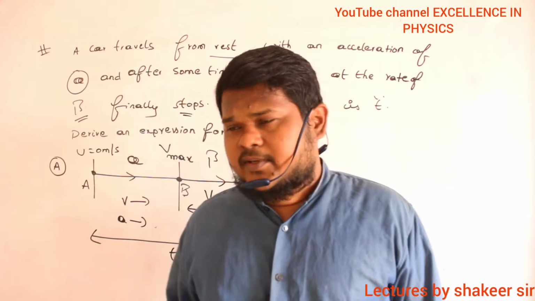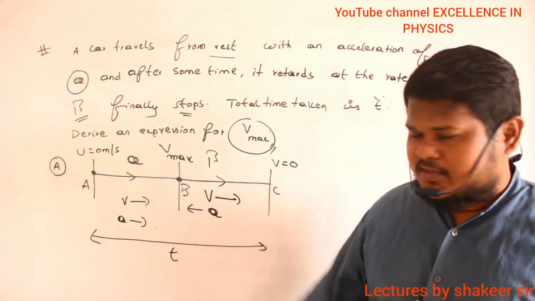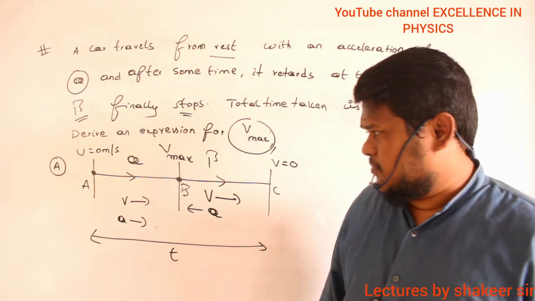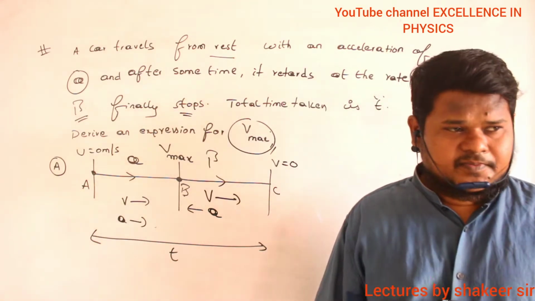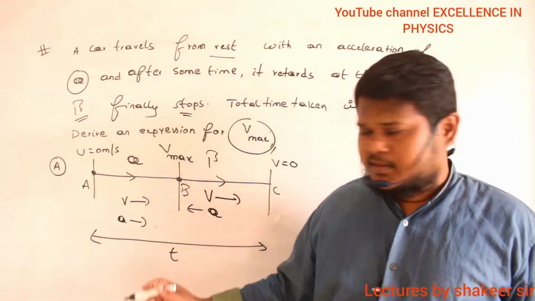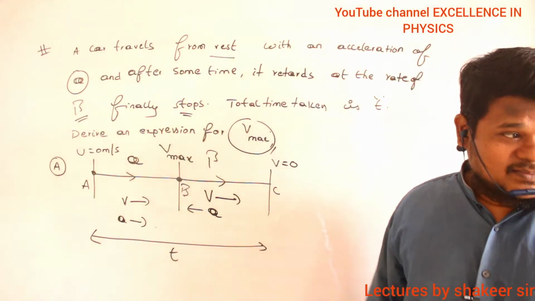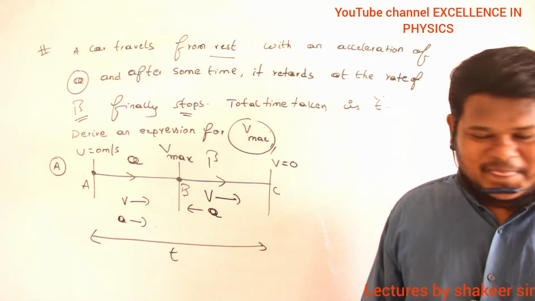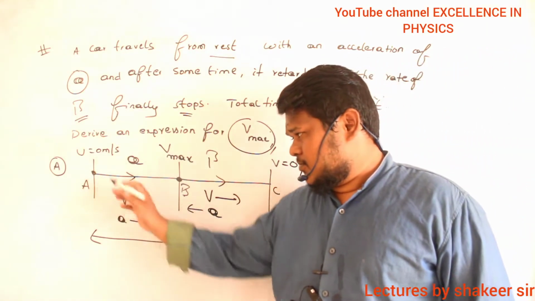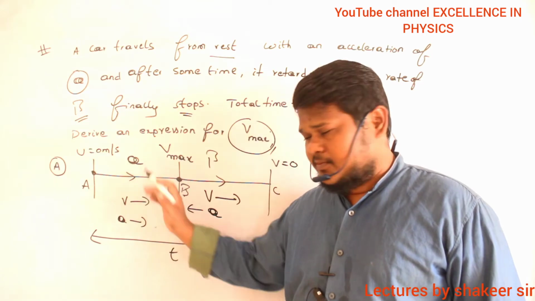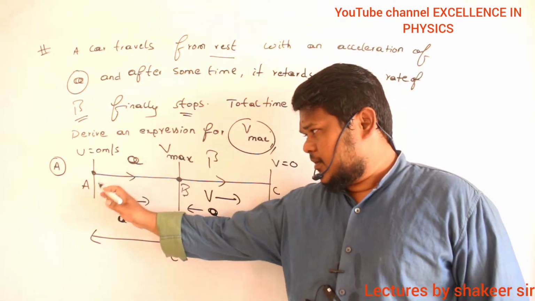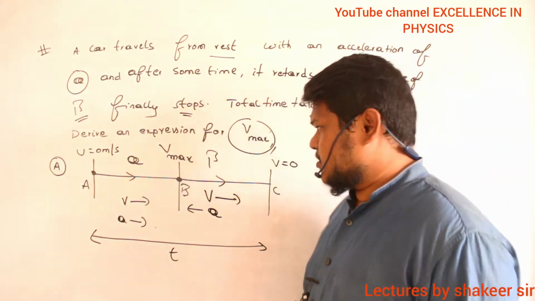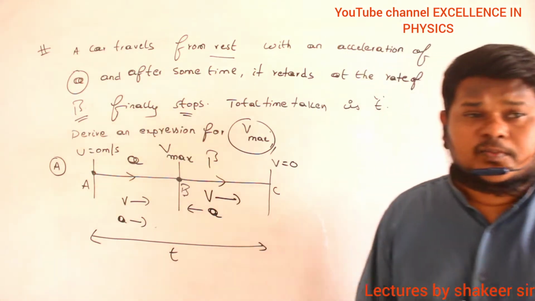S is equal to ut plus half at square, but there is no discussion on displacement here. V is equal to u plus at. Very good. That is the equation we are supposed to use, because acceleration is given, time is given, and initial velocity and final velocity are also given. So the only equation I can use in this condition is V is equal to u plus at.